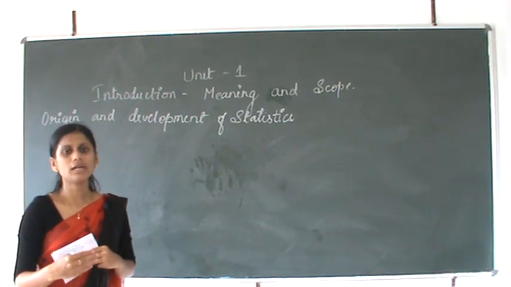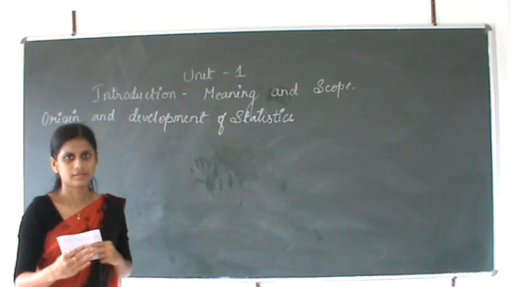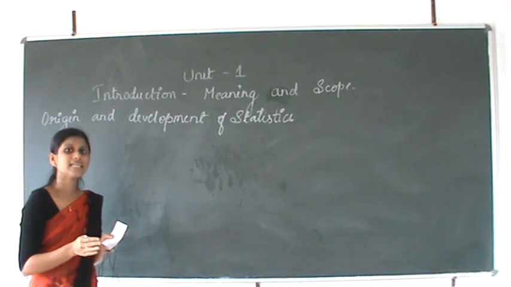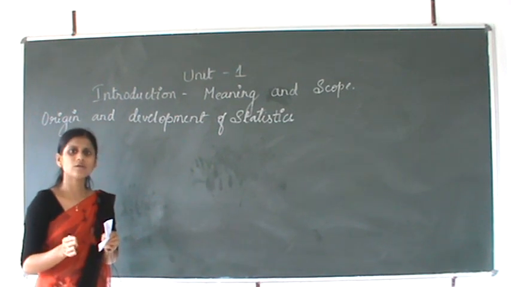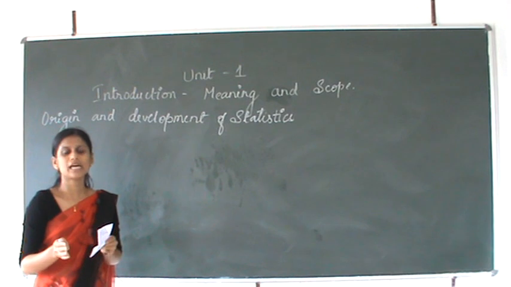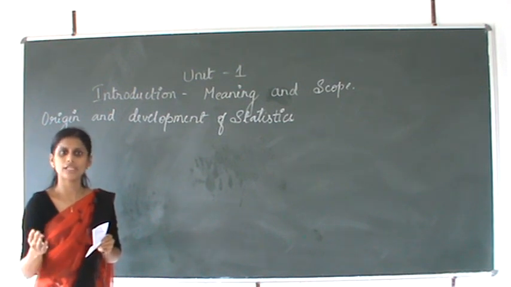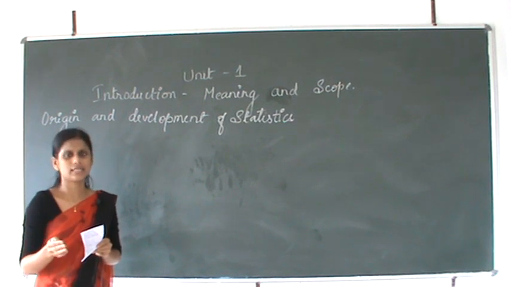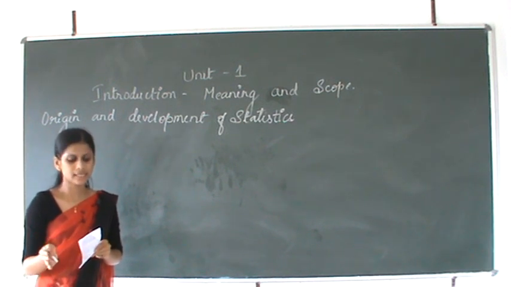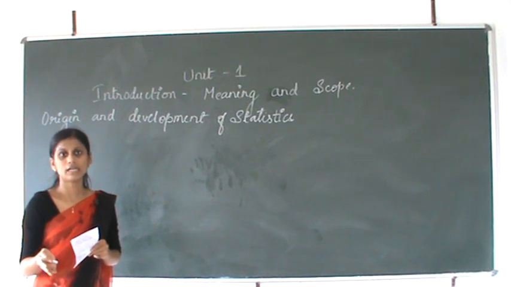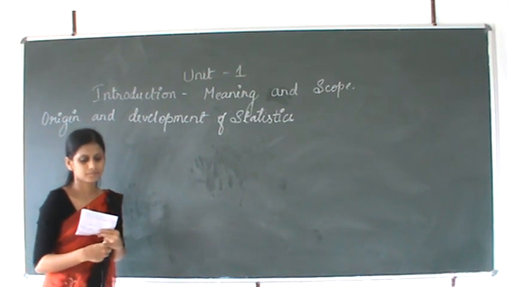Earlier it was called statecraft. There was no particular name called statistics, but it was called statecraft. That means it was related to the management of the administration, that is, collection of information regarding the population and wealth. And we can call it a Shastra because it was related to mathematics and the interpretation of it as a logic. So it is called a Shastra.